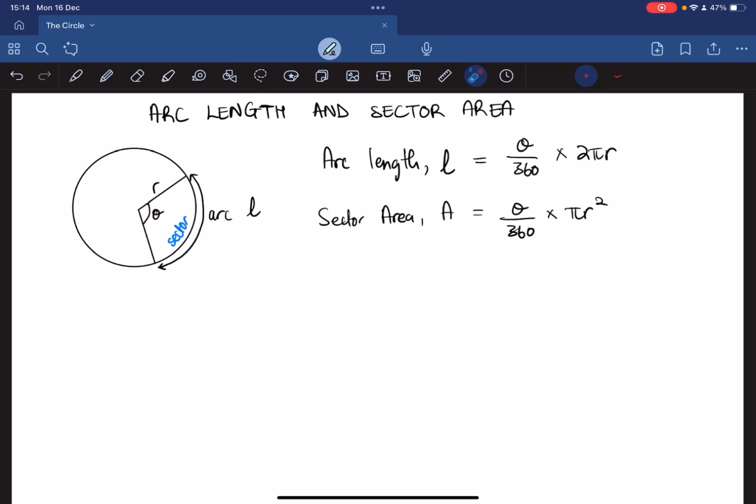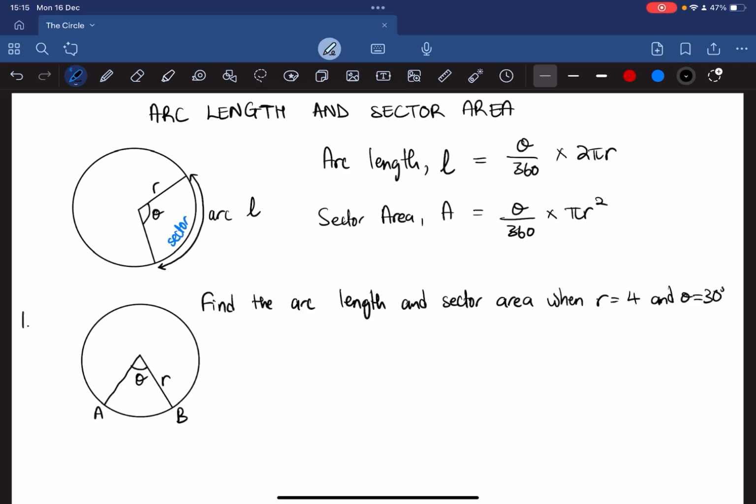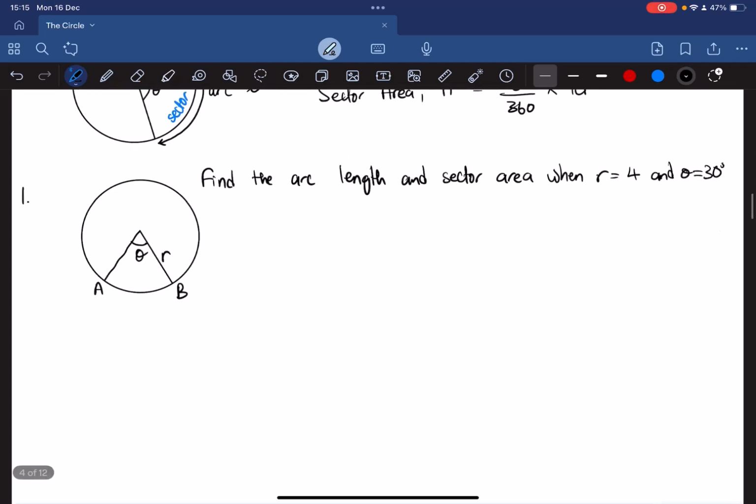I'm going to go ahead and give you a few examples so that you truly understand how to go about the arc length and the sector area of a circle. Example number 1. We are asked to find the arc length and sector area when r is equal to 4 and theta is equal to 30 degrees.